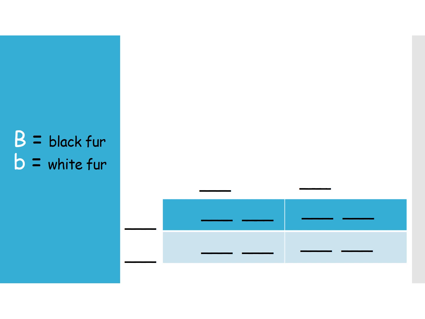And the question asks you to cross a heterozygous mouse, hetero meaning other, capital B little b, and a mouse that's homozygous recessive. That's represented little b, little b. So again, remember, on the outside of the square, you're going to have the alleles or genes that are found in the parent. And remember that the law of segregation states that gametes that are produced contain only one allele.